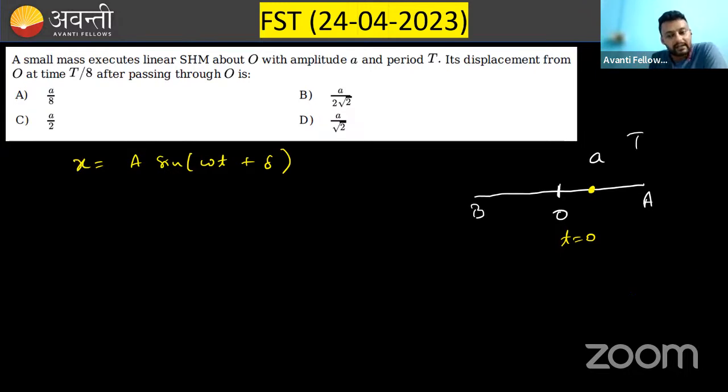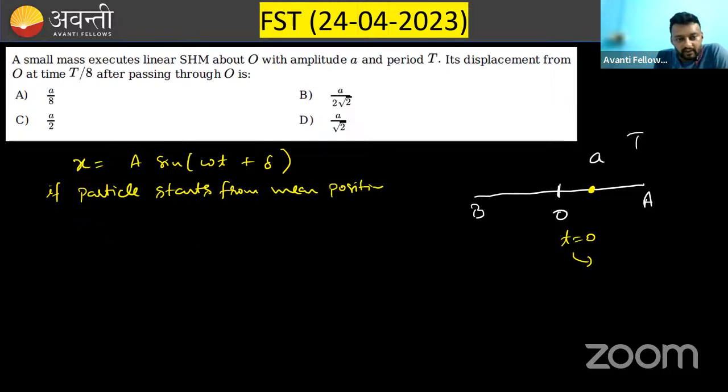Now, remember this thing, if the particle starts from the mean position, then its equation can be written as x equals simply A sin omega t. In that situation, delta will be 0. And if the same particle starts from the extreme position, that means from the amplitude position, its equation may be written as x equals A cos omega t. Remember these things.